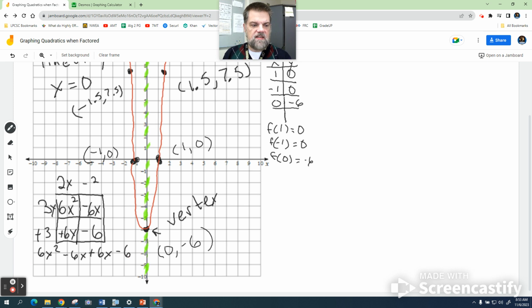So on this line, I'm going to say 6x squared minus 6x plus 6x minus 6. What happens when I go to combine like terms? The 6x's cancel out, and I'm left with 6x squared minus 6. Oh, that's interesting.